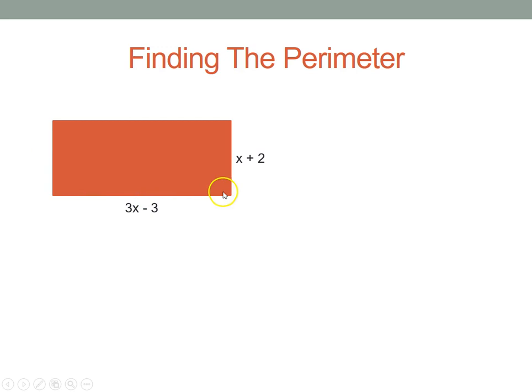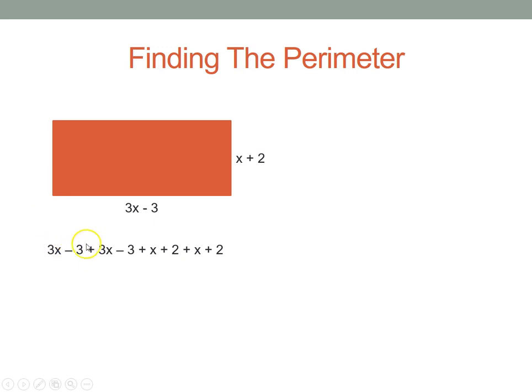So I know this side, and I know this side here. Well, this top side here is going to be the exact same as the bottom side, and the right side is going to be the same length as the left side. So what I'm going to do is add this all together. I know this is also 3x minus 3, and I know this is also x plus 2. So I'm going to add 3x minus 3, that's this side, plus 3x minus 3, that's this, plus x plus 2, that's this side, and x plus 2, that's this side. So now if I add all of that up, I will get my perimeter.